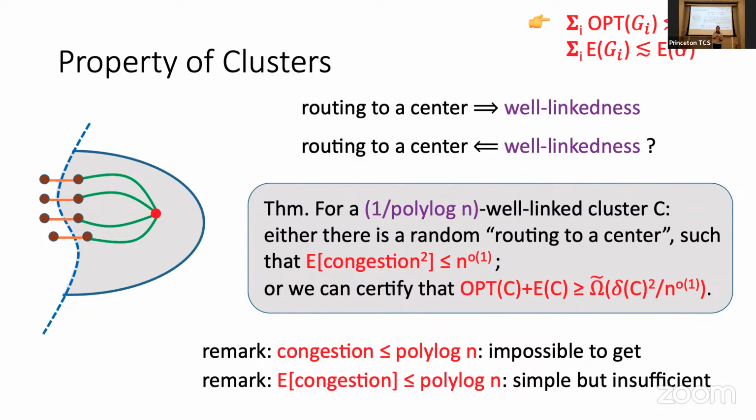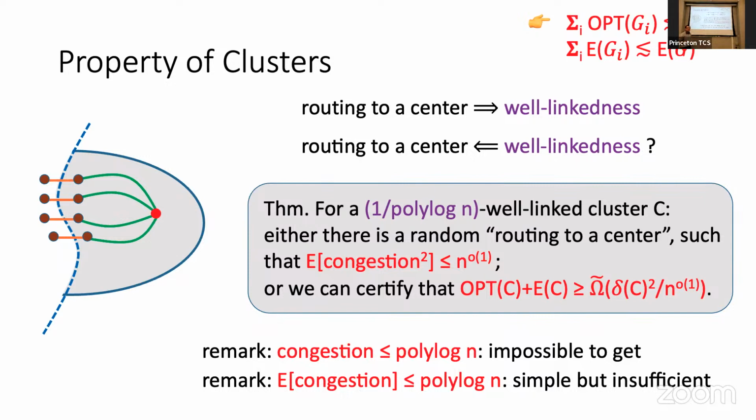In the worst case, every pair of them may cross once, and this creates delta C squared, the number of edges squared, crossings, and it can be charged to OPT_C plus EG_C. So the cluster can handle its own trouble. This is sort of important. Without this "or" condition, the whole thing is not true. So officially, a well-linked cluster does not imply routing to a center. But with this, we can show that. It's a very technical part.